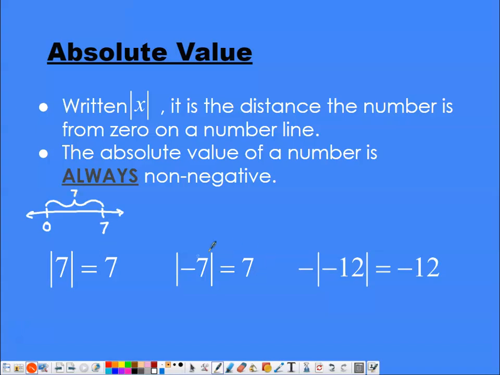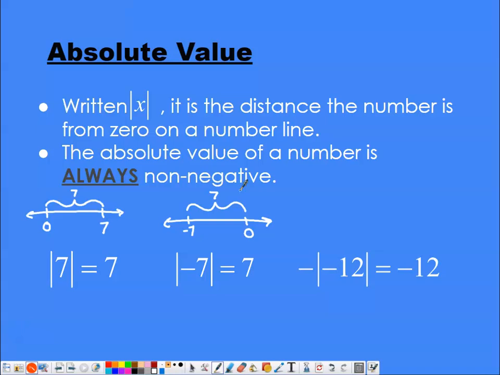Let's look at this one right here. The absolute value of negative 7 is equal to 7. So same thing, we're trying to figure out how far is negative 7 from 0 on the number line, right? So what is this distance? Well, again, it's only 7 units away, right? So that's why we have a positive answer there, okay?